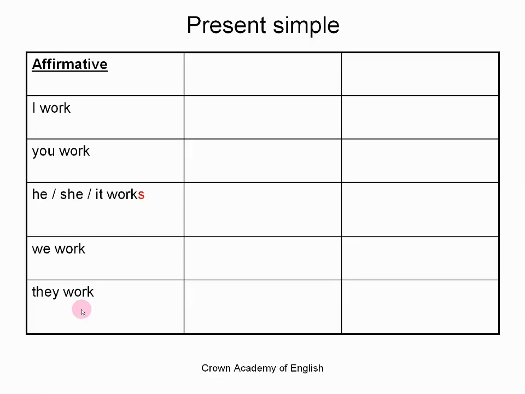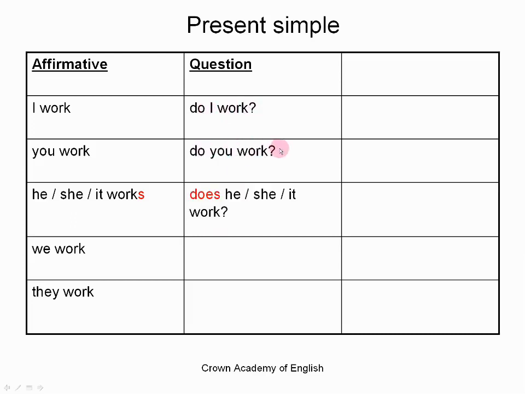Okay, now let's have a look at the negative. Sorry, the question. Do I work? Do you work? Does he, she, it work? Do we work? And do they work? So let's have a look at how this one works. To make the present simple a question, we simply add the word do to the beginning of the sentence.